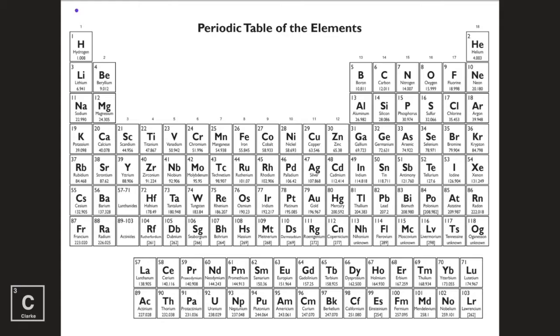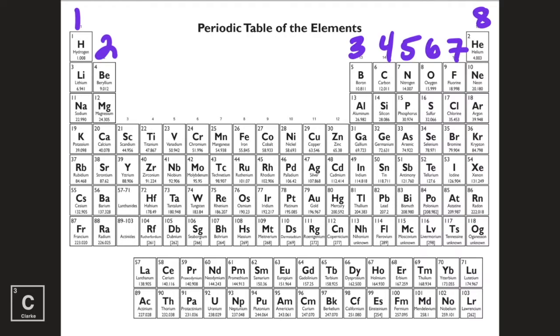In group 1, there's 1 valence electron. In group 2, they all have 2 valence electrons. And then we're going to skip over because we're just talking about the tall groups. Group 13 has 3 valence electrons. Everything in group 14 has 4 valence electrons. Everything in group 15, 5, 16, 6, 17, 7, 18, 8.